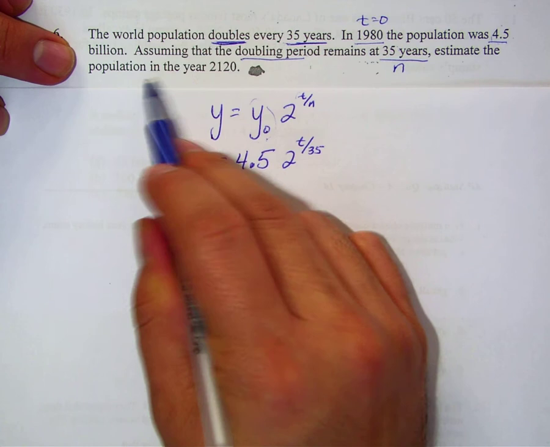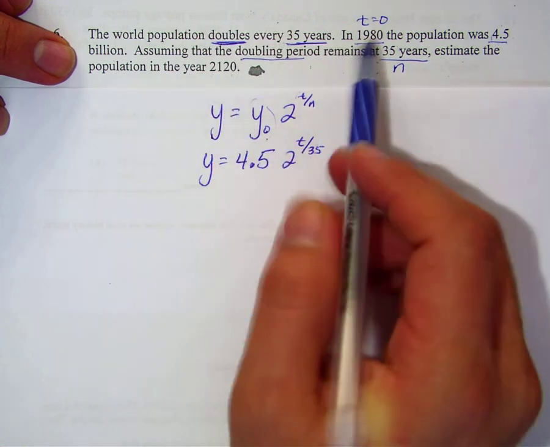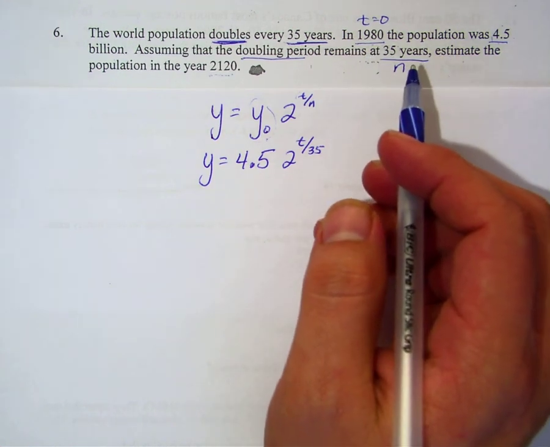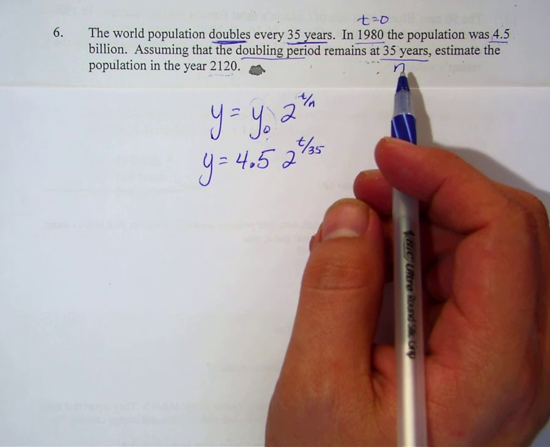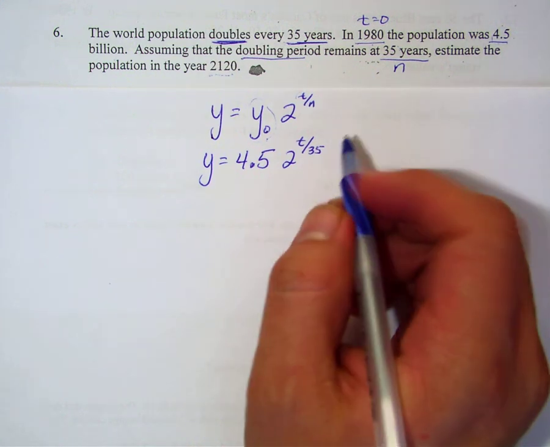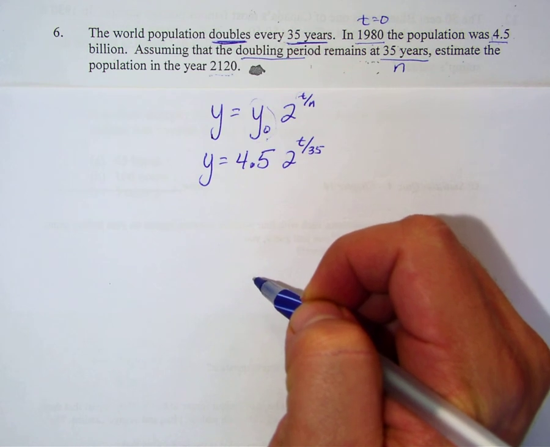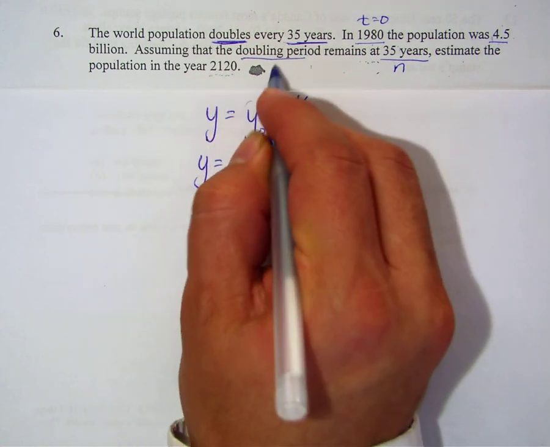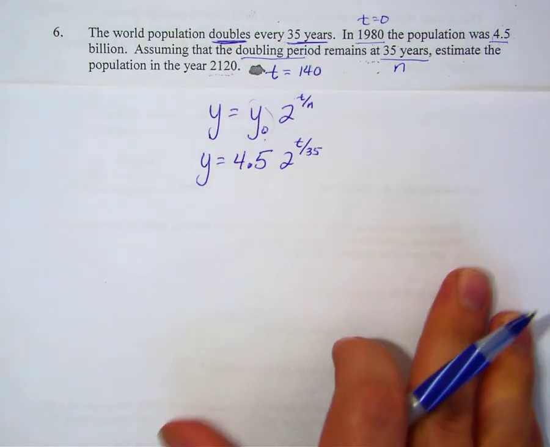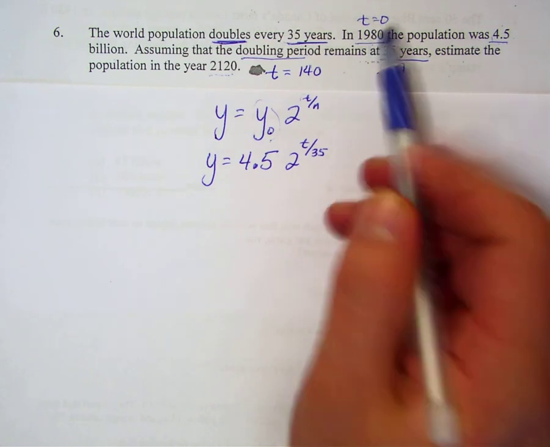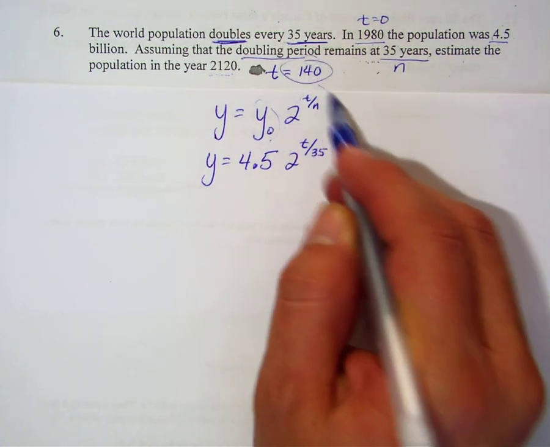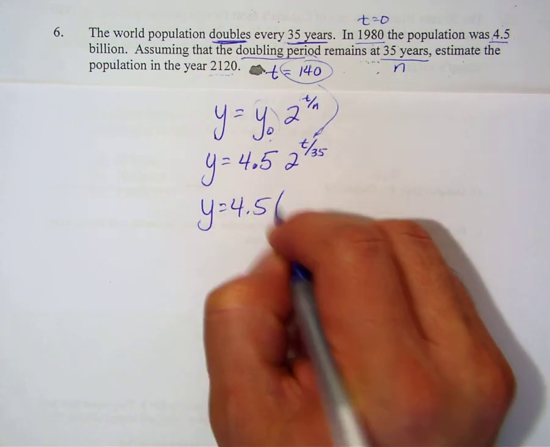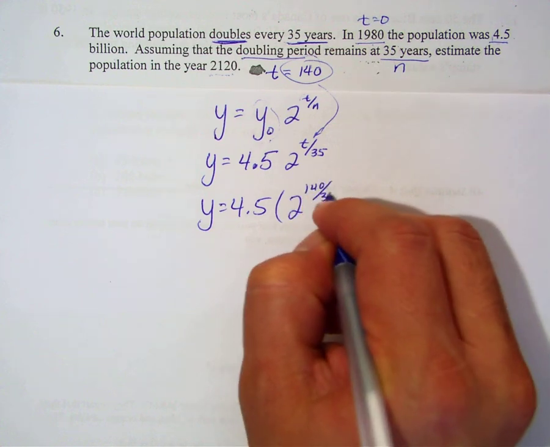And we're going to estimate the population in the year 2120. So what we need to do is know how many years 2120 is from 1980. Make sure you have your calculator, by the way. We're going to need it for our logistic functions in just a few minutes. This is going to give us that in 2120, our time, t, is going to be 140 years, using the fact that 1980 was 0. So we plug in t equals 140, and we get y equals 4.5 times 2 to the 140 over 35.